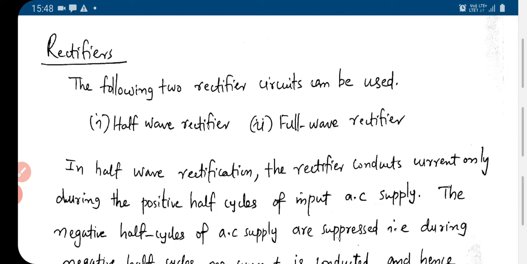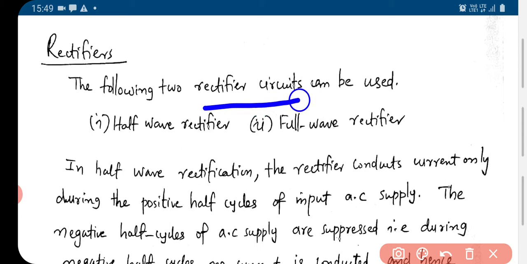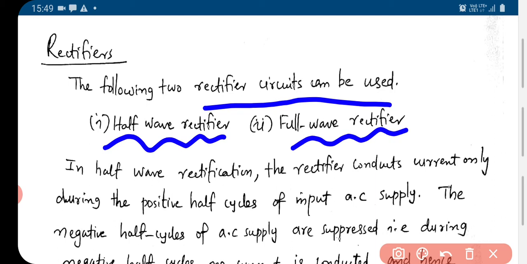in the rectifier circuits. There are two types of rectifiers that we have to see: half wave rectifier and full wave rectifier. Okay, so what is rectification? Conversion of AC into DC. And there are two types of rectification process: the half wave rectification and full wave rectification.